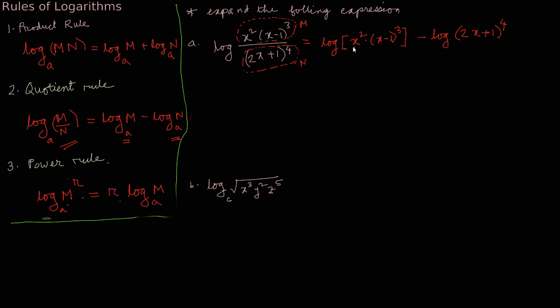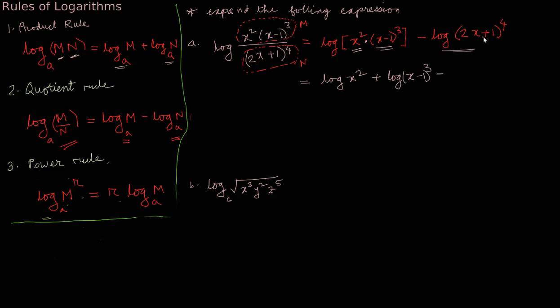Now let's see what more expansion I can do. Here, I have logarithm of x square multiplied by another term. If I have two terms in multiplication form, I can say logarithm m plus logarithm n. So I can simply write logarithm of x square, and then plus logarithm of the second term, which is (x minus 1) cube. Okay, so that is done with this one. Now let's see with this term. I have a minus, fine.